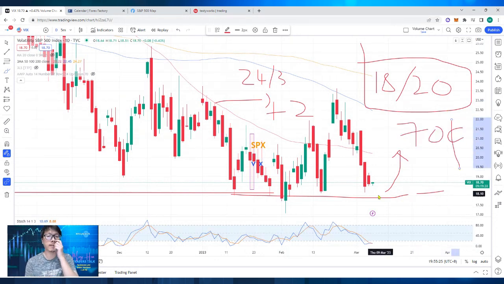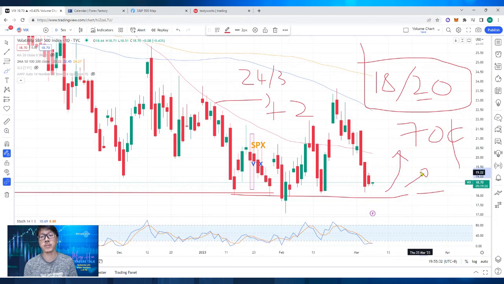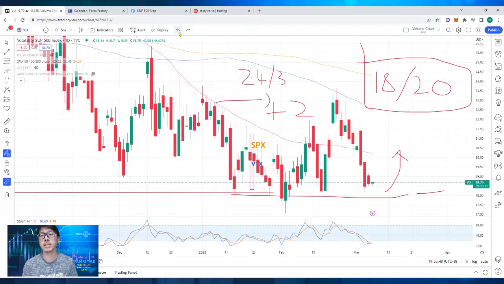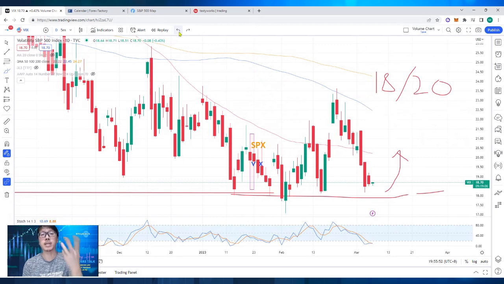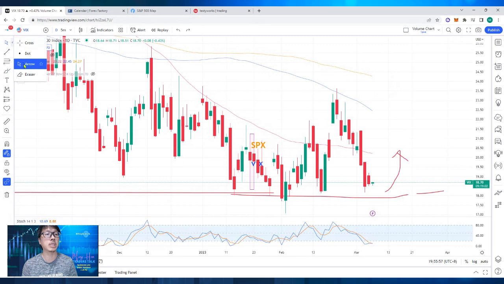If VIX spikes to 20 or above, then this 70 cents would increase into profits, and that's the time you exit the trade. Don't expect this kind of trade to go up a lot. If you get 30 to 50% profits, that is good enough. Then you can exit the trade and recycle similar trades when the opportunity comes again.